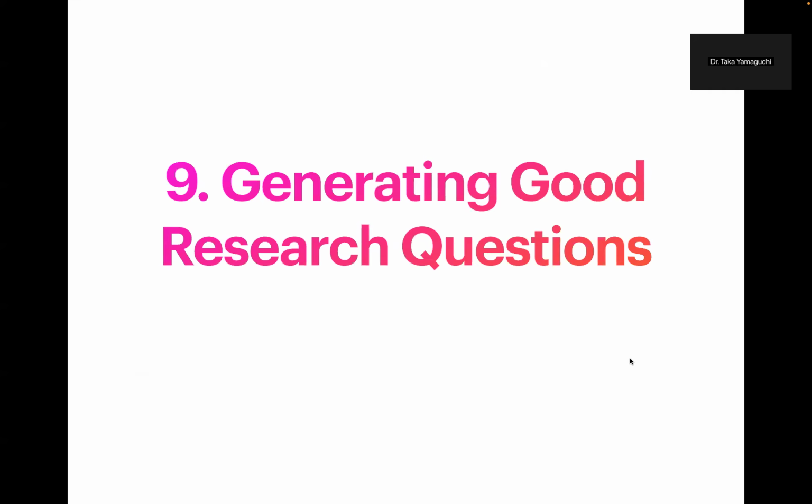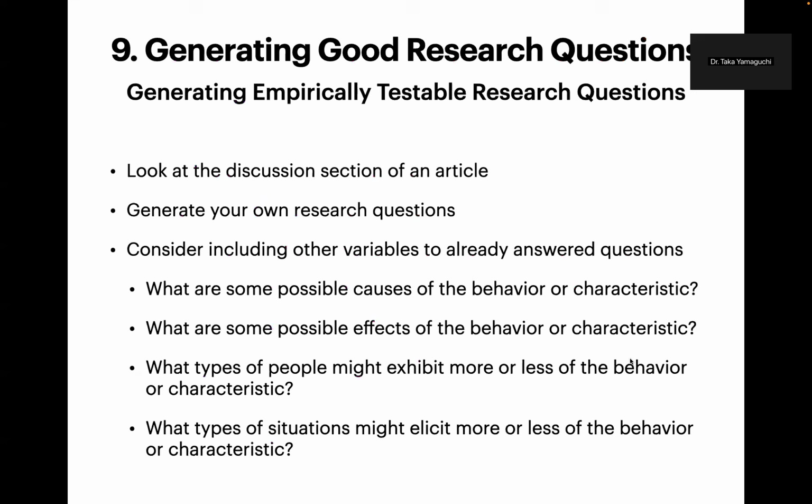Next section, generating good research questions. Once you have a research idea, the next step is to develop at least one empirically testable research question. These questions should focus on a single variable or the relationship between variables to make your research study simple.